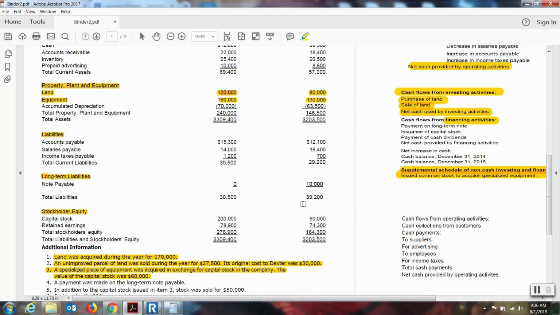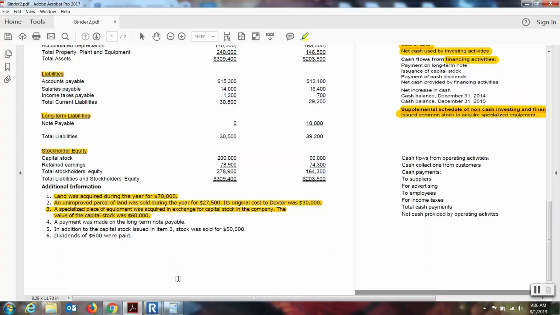So let's go down. Remember, this is going to be reflecting your long-term liabilities and your equity section. So we've already finished with liabilities. Here, let's go to the long-term notes. The balance was $10,000. The balance now is $0. And if you look at item 4, it tells you what happened there. The payment was made on a long-term note payable.